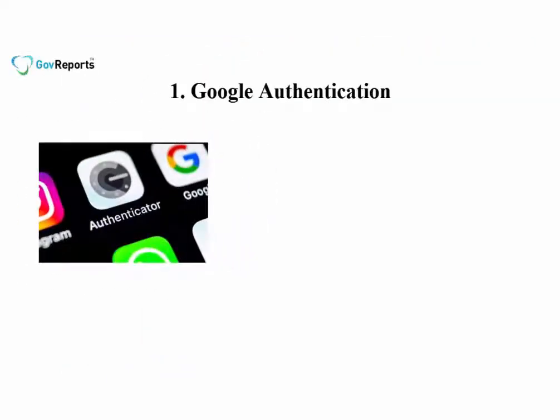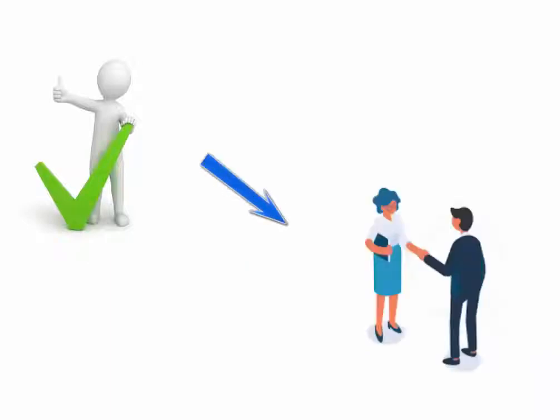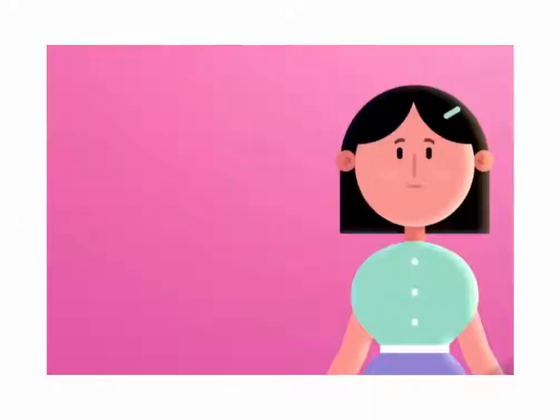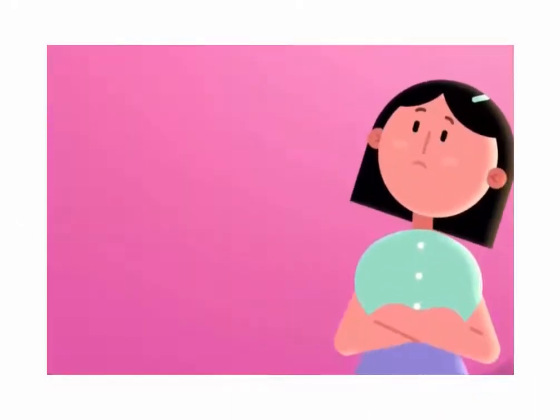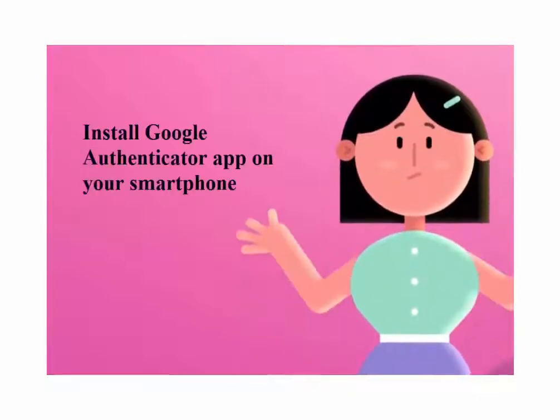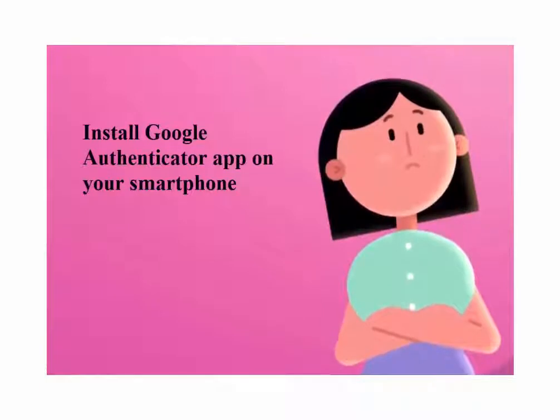Setting up Google Authentication as an option for two-factor authentication for a secured login. This option is most reliable and preferred over third-party services such as email or text to mobile phone. For those who have not yet used Google Authenticator, to apply it on your GovReports account, you will need to install the Google Authenticator app on your smartphone, and set up prior to use.